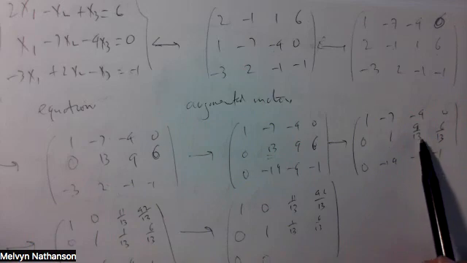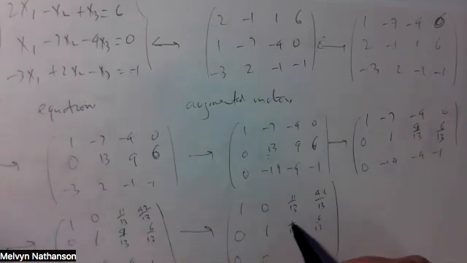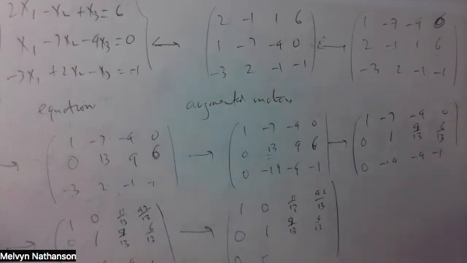This is 9 over 13. I don't know why I keep writing this down incorrectly. Okay. So I'm multiplying this row by 19 and adding.